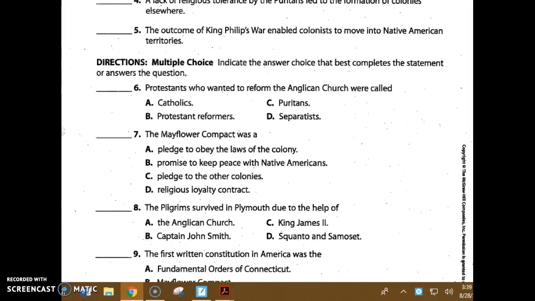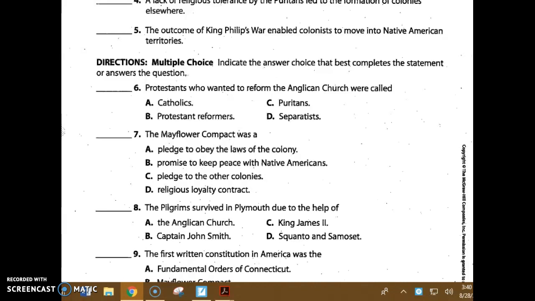The next section is multiple choice. Choose the answer that best completes the statement or answers the question. Number 6. Protestants who wanted to reform the Anglican Church were called what? Were they called A. Catholics, B. Protestant Reformers, C. Puritans, or D. Separatists?